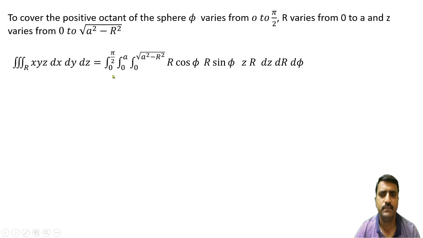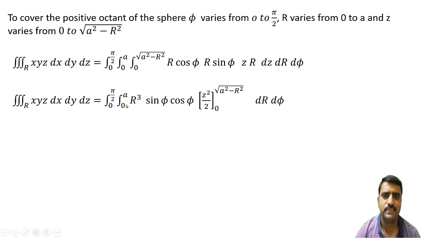Correspondingly, we take the limits 0 to pi by 2, 0 to a, 0 to root of a square minus r square, into x, y, z. Substitute here: x is r cos phi, y is r sin phi, and z is z only. And dx dy dz can be written as r dz dr d phi. Write all these values and simplify.